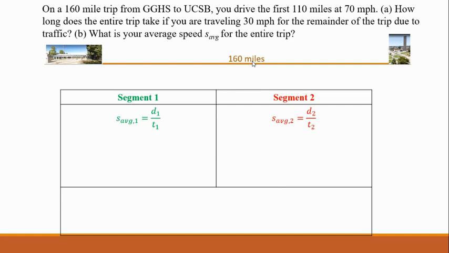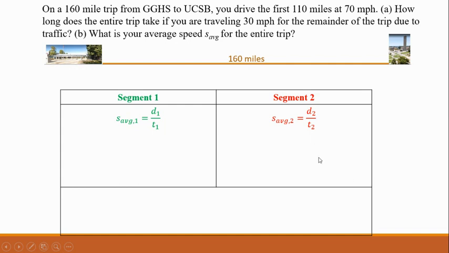Let's go ahead and set up two segments here in my work. On the left side, you've got segment 1. On the right side, you've got segment 2, indicated by using different subscripts here. So average speed for the first leg is simply the distance of the first leg divided by the time that it took to cover the 110 miles. And likewise on the right side, average speed of the second segment is dictated by the distance during the second leg divided by the time that it took to cover the second leg.